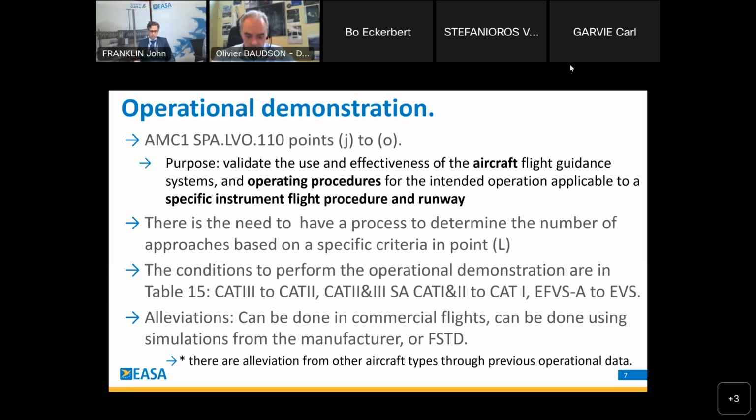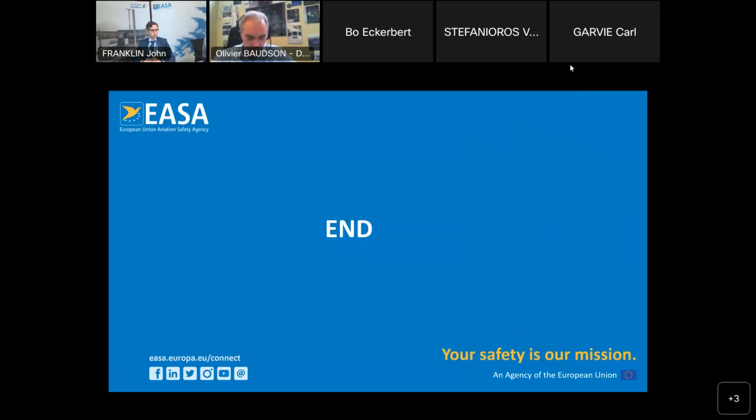We have a number of alleviations for the operational demonstration. I already mentioned that you have the previous operational data and you have the desktop assessment. And in fact, in the previous operational data, you can also use other types. So it's a double alleviation, no? But also there are other alleviations. You can do commercial flights. That was most of the cases. It was already that alleviation in the previous regulation. But also you can do simulations with your manufacturer or in the FSTD subject to conditions, okay? So I think with all this introductory overview of the operational demonstration, we can start the presentation from Thierry.